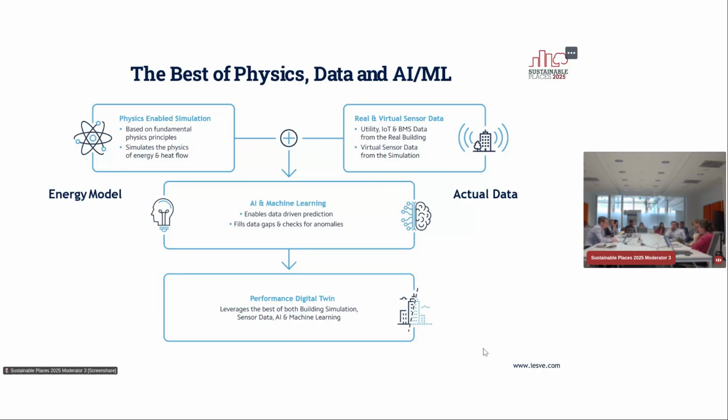And then we're also using some AI and machine learning, not to create data-driven models primarily, but to do data-driven prediction, to fill those data gaps that we saw are huge. So there's a lot you can do with machine learning and AI on that, and to detect anomalies. Basically, we get that physics-based, live data and AI melded together for a performance digital twin that really behaves like the real counterpart. And with that, you can make investment-grade decisions and operate the building more efficiently.